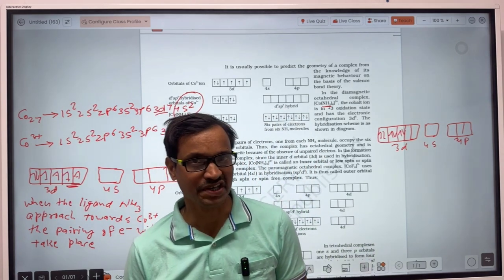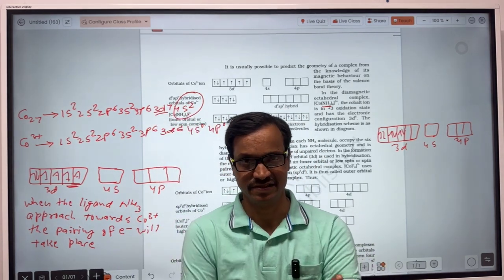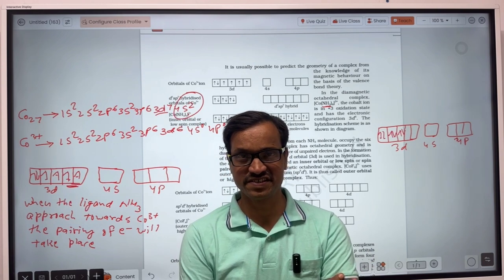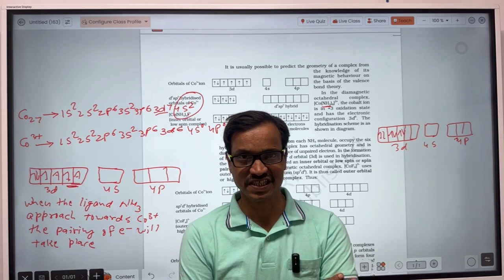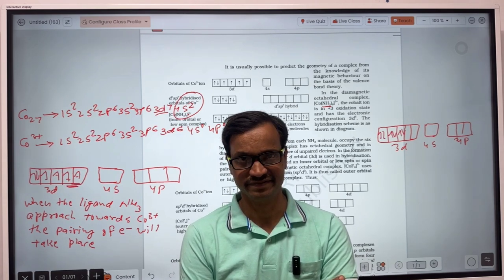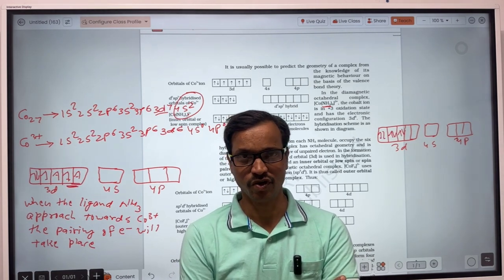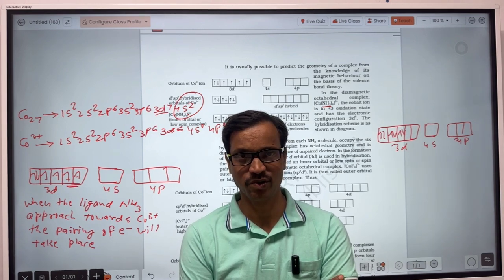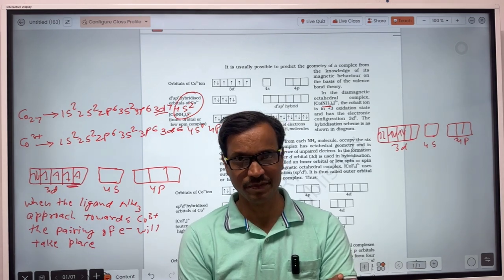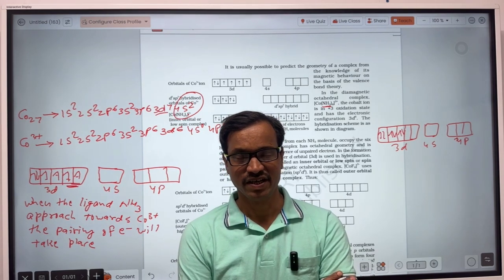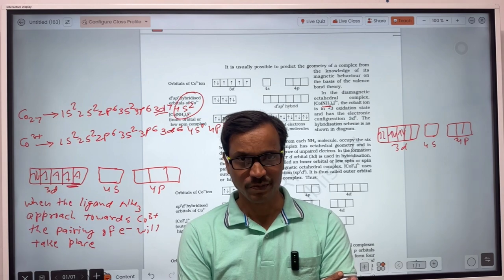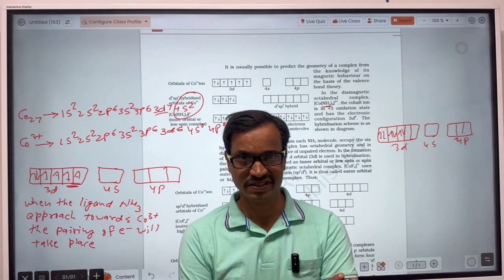Listen again. The coordination number here is 6. That means 6 sigma bonds will have to form. To form the 6 sigma bonds, 6 hybrid orbitals will be required. And to form 6 hybrid orbitals, 6 atomic orbitals will merge together.